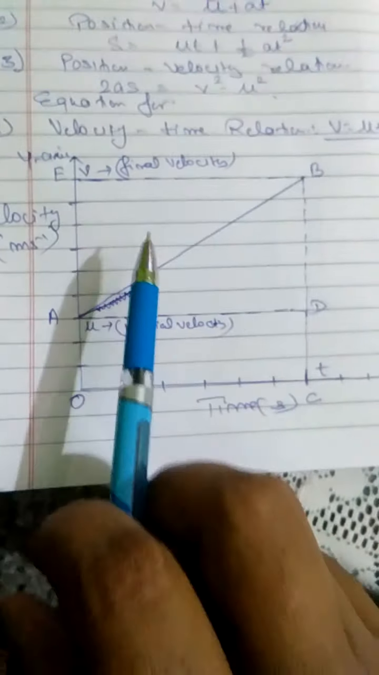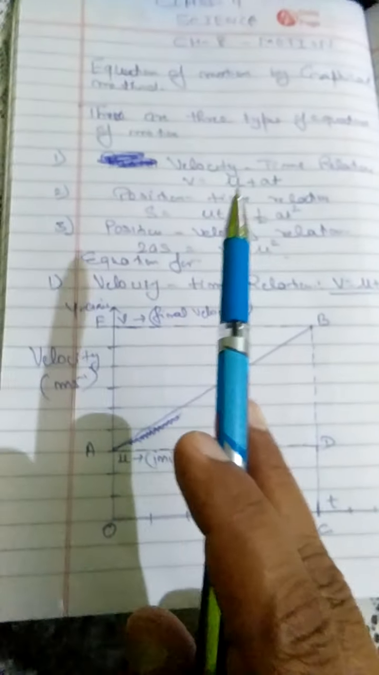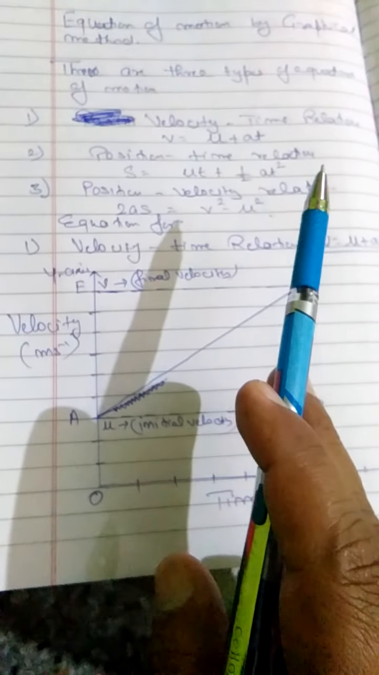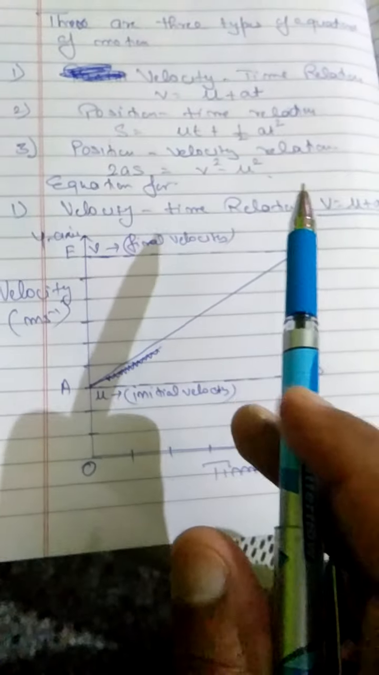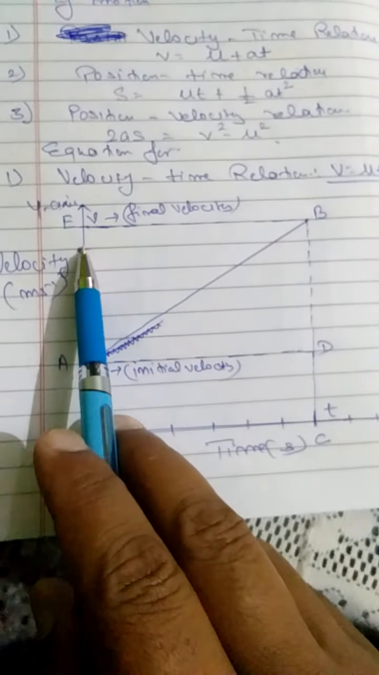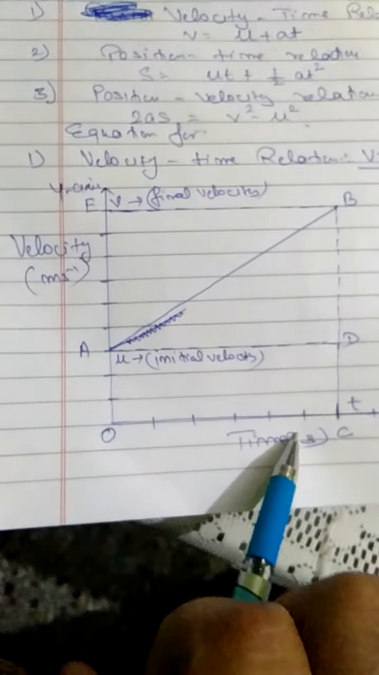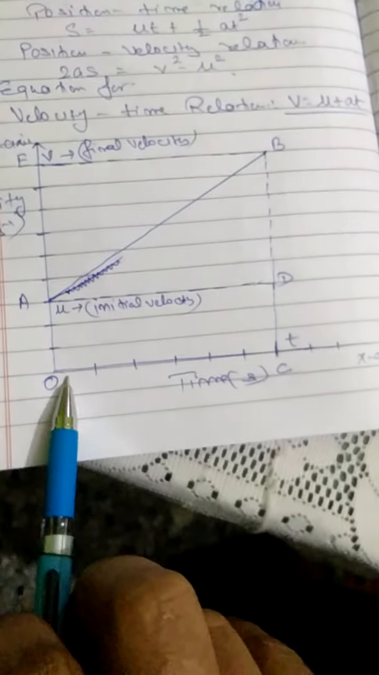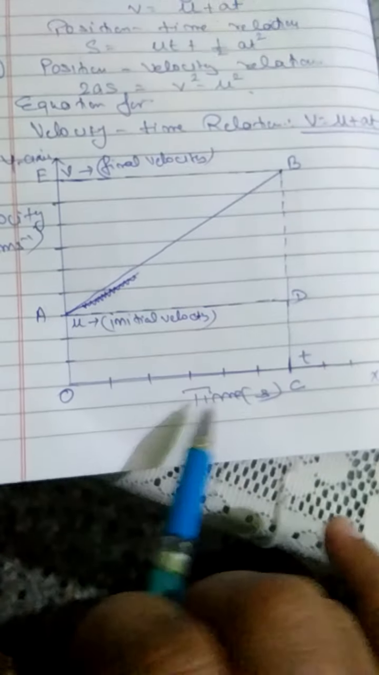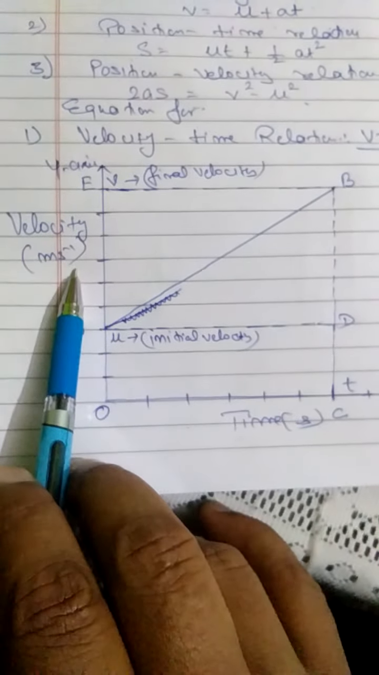For this we have to draw a graph because we are doing the graphical method of equations of motion. Okay beta, first of all we will draw a graph, and the graph we will draw is between the velocity and time. Here we will draw the graph. This is your x-axis, this is your y-axis. On x-axis we will mention the time, and on y-axis we will take velocity.